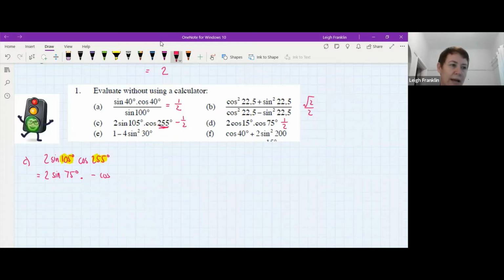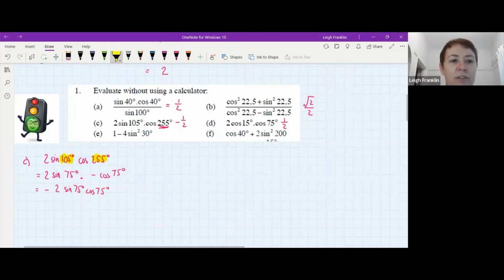All right, so 180 plus 20 would get us to 200. So this would be 75 over here. All right. So now what we've got is something that's positive multiplied by something that's negative. So overall, the sign is going to be negative. It's going to be negative 2 sine 75 cos 75.